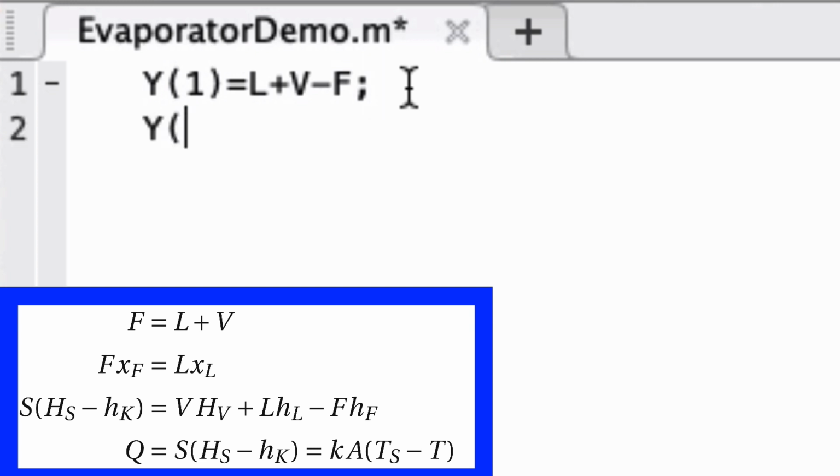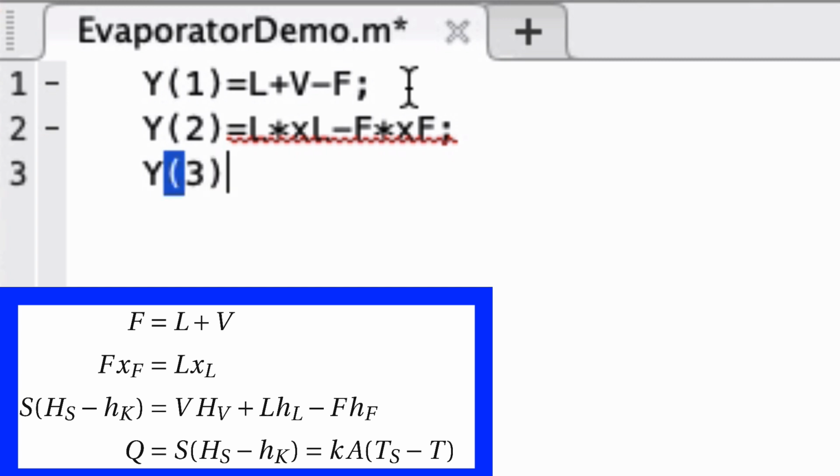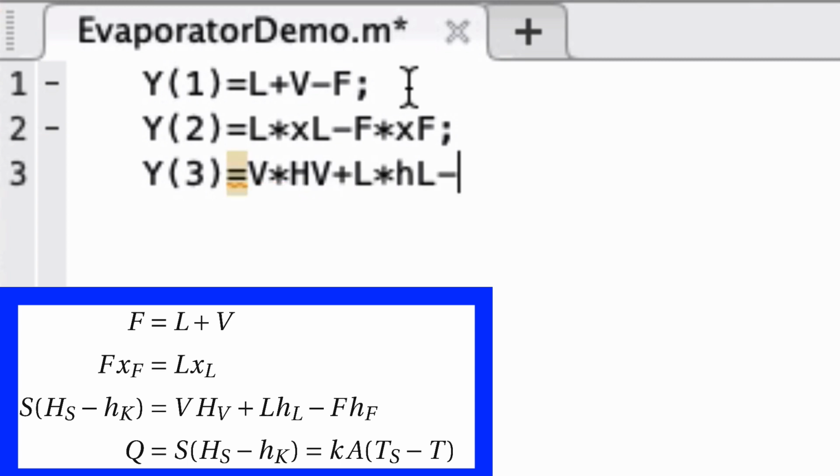Our second mass balance, we do the same thing. We move things around so we have everything on one side: L times XL minus F times XF. Then we have our first energy balance. So V times HV plus L times HL, H being the enthalpies, right? Minus F times HF. That's on one side of our equation. On the other side we have S times HS minus HK. So let's move that to the same side: HS minus HK, like that.